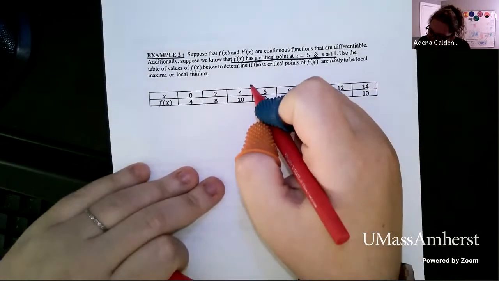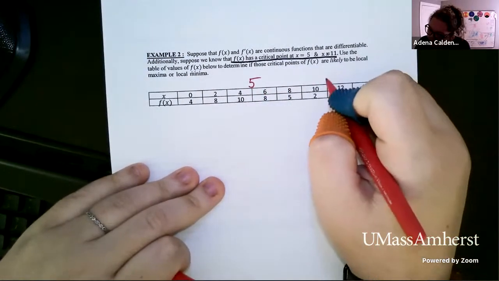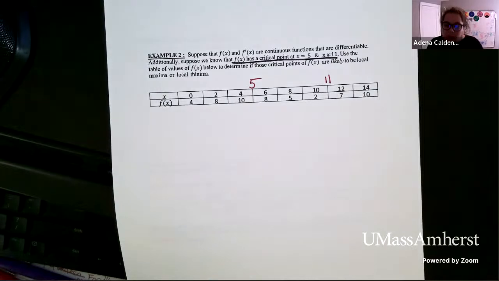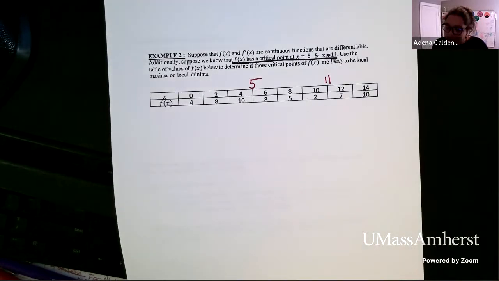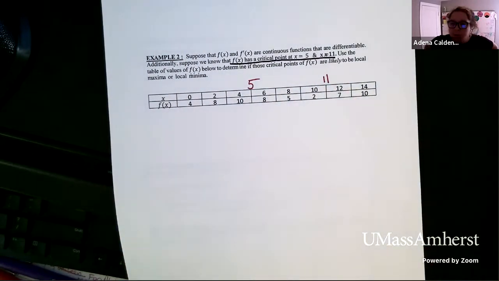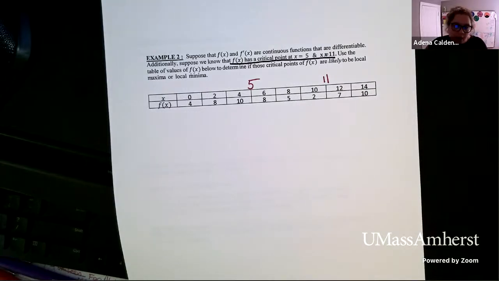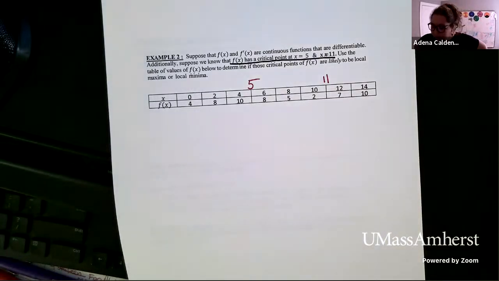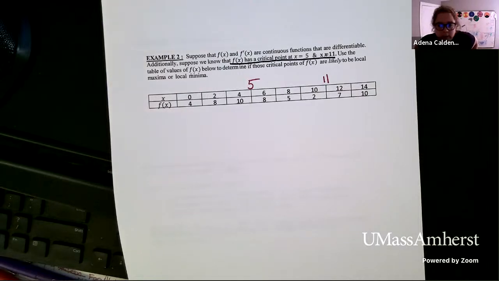So 5 and 11, think about how you might use those rules to classify these two critical points. I just want you to take a minute, look at the values, see what you think, jot down whether you think they're going to be local maxes or mins, and then I'll go through it, but only take 1 minute here.